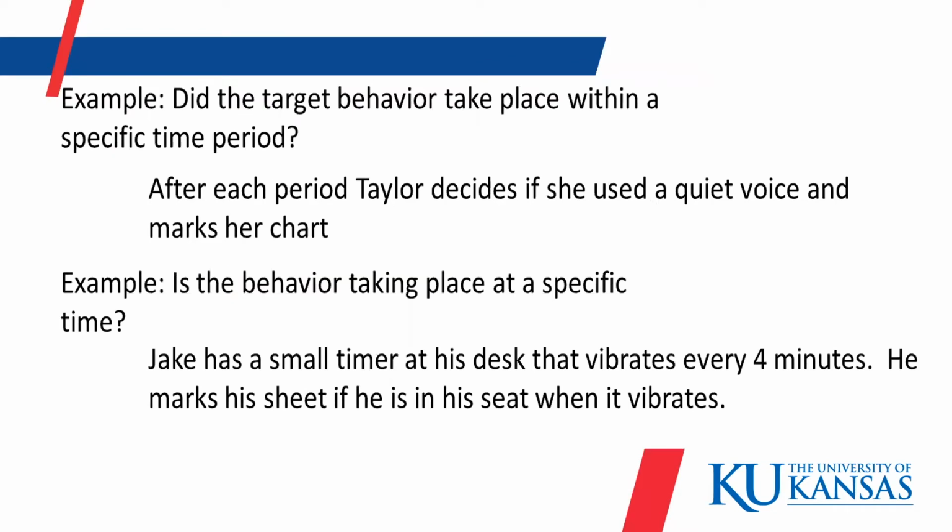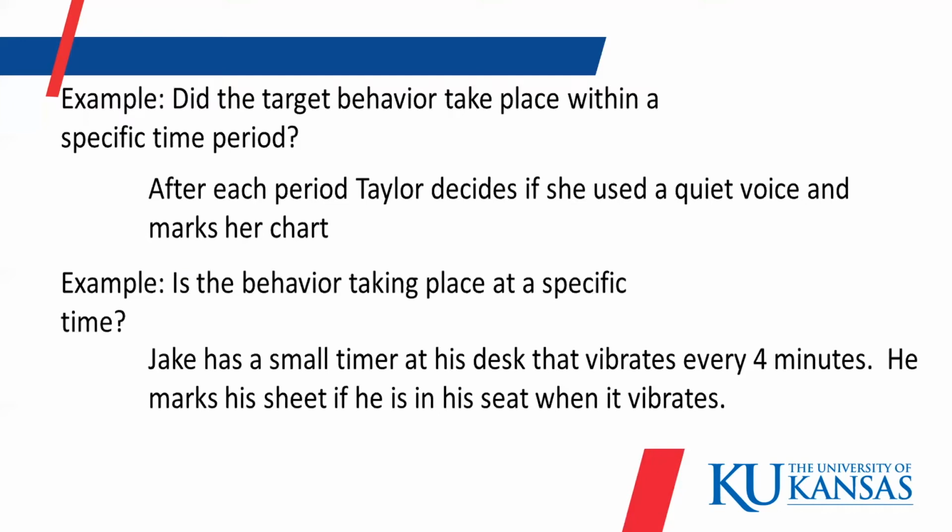Another method of self-monitoring is to track if a behavior took place within a specific time period. For example, at the end of a period, Taylor could decide if she used a quiet voice and mark this on a chart or form. This type of self-monitoring can also utilize a rating, such as may be seen in check-in, check-out interventions, in the form that a student can mark a degree to which an expectation has been met. So a happy face, a mid face, or a sad face, or a 3, 2, 1.